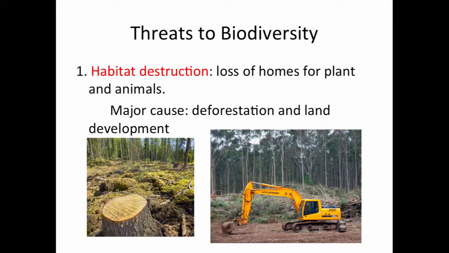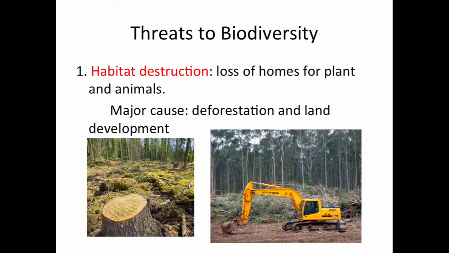What's threatening biodiversity today? Well, humans are the major threat to biodiversity, and one of the ways that they threaten biodiversity is by habitat destruction, which means the loss of homes for plants and animals. And how do we do that? By deforestation and land development. And deforestation is the process in which we're cutting down forests, and we're doing that at an alarming rate.